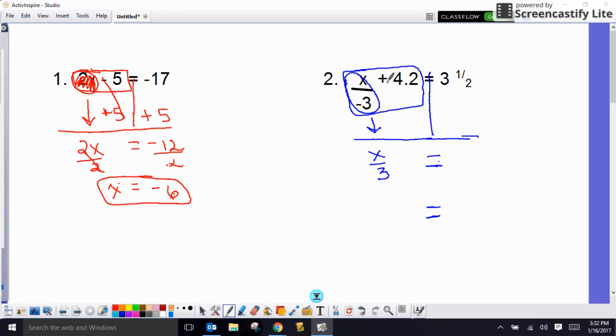I need to move this 4 2/10 out. So the opposite of plus 4 2/10 is subtract 4 2/10. So I'm going to subtract 4 2/10 from 3 1/2. Well, think about that. I know when I subtract, and I am going to subtract these because my signs are different. This is a positive and that's a negative. When signs are different, you subtract and keep the sign of the bigger number.